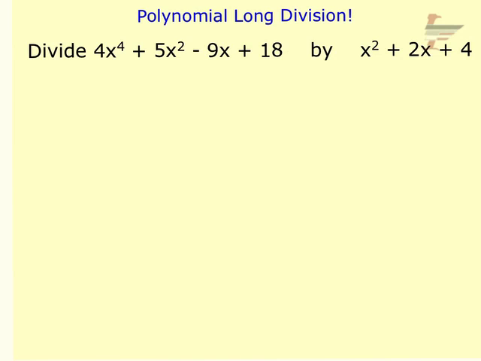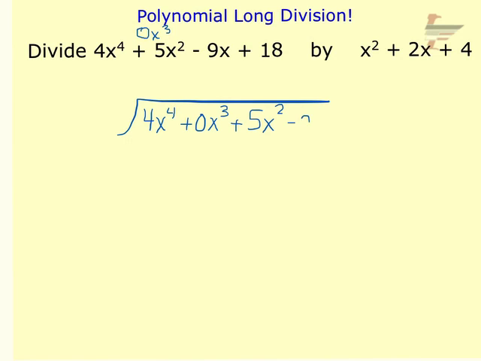So the first thing you want to do, and it's not a necessity, but you probably want to do it, is make sure if you have x to the 4th, you should then have x to the 3rd, x squared, x to the 1st, x to the 0. So note I don't have x to the 3rd, so I'm going to just toss in a 0 x to the 3rd, and then I'm going to set this up. So I have 4x to the 4th plus no x cubed plus 5x squared minus 9x plus 18, and I'm going to divide that by x squared plus 2x plus 4.